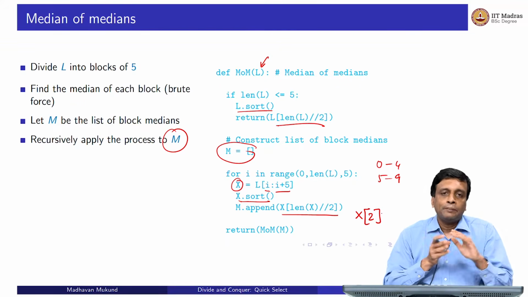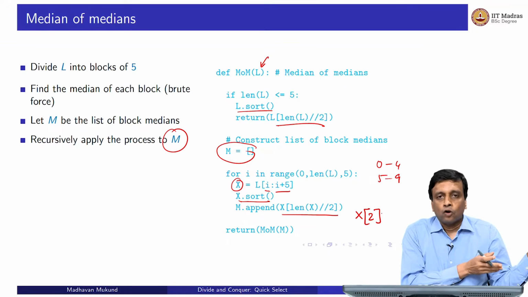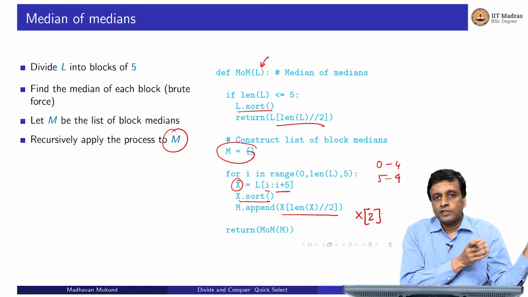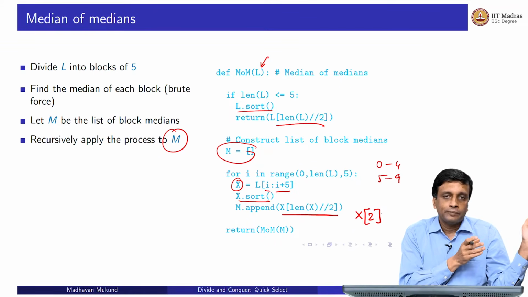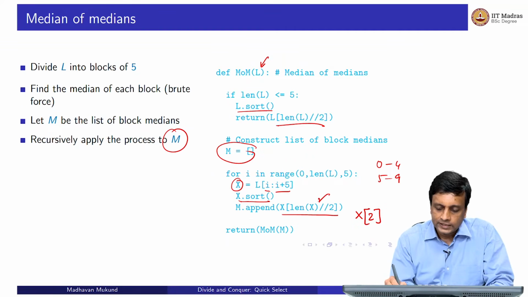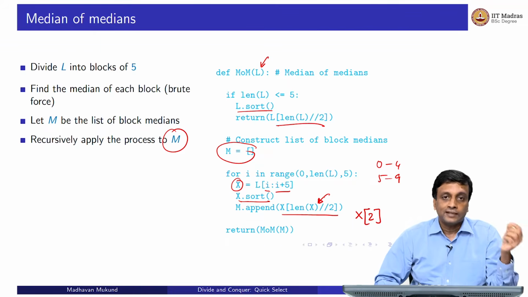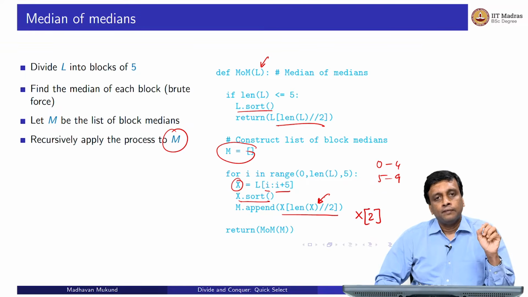But the problem is that I might have at the end an odd block which is not 5. So if I have an odd block which is not 5, supposing it has only 2 elements, then if I ask for position 2 in a 2 element list, it will be outside and I will get an index error. So it's always safer to say that for each block that I construct, which is typically 5 but the last block may be smaller than 5, sort it and take the middle position by taking the length of that block divided by 2.